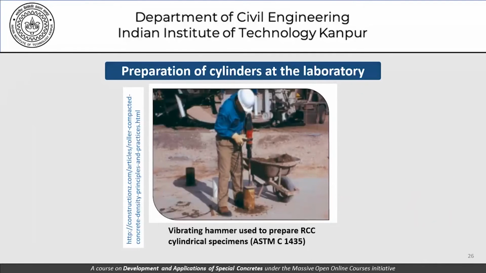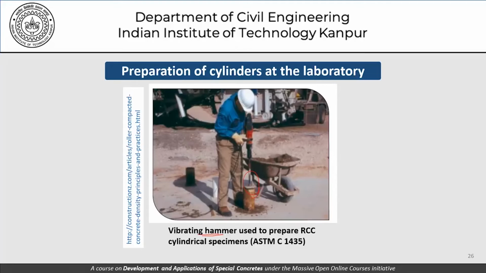This picture here shows the preparation of cylinders in the lab when we are planning to use roller compacted concrete, and you can see that instead of trying to use an internal vibrator, what we are trying to use is a vibrating hammer. That is what is used to prepare RCC cylindrical specimens in the laboratory, because with internal vibrators, number one, there's a problem on how effectively they will be able to compact the concrete, but also they are not going to be used at site.